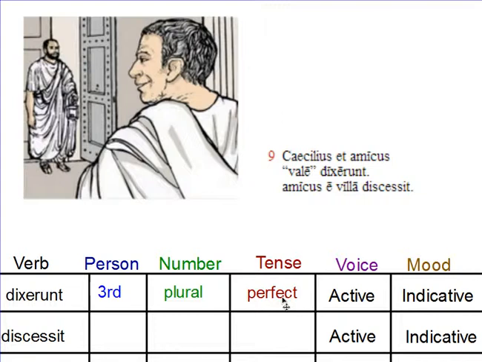Our last verb is discessit. No nt on this verb, just a t, so I know it is also third person, but not plural this time, singular. He, the friend, left from the house. Now there's no x or v to indicate to me that this is perfect tense this time, but I do see the it, which helps me to know, and I know that discess is the perfect stem for the verb, so I know this is also perfect tense.